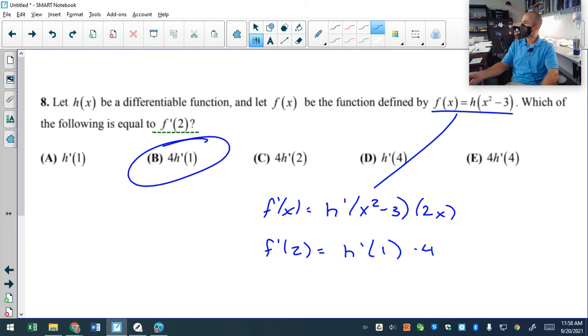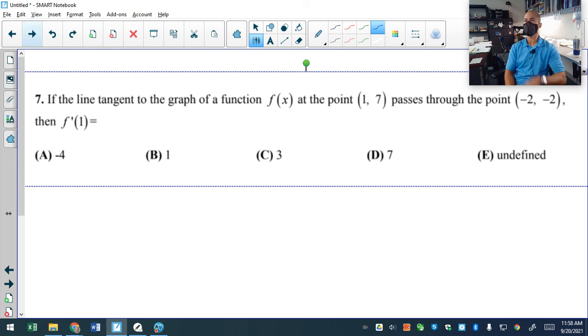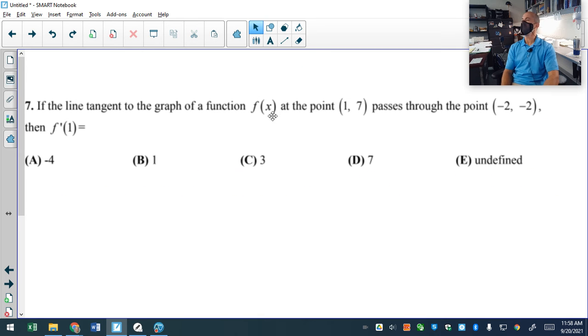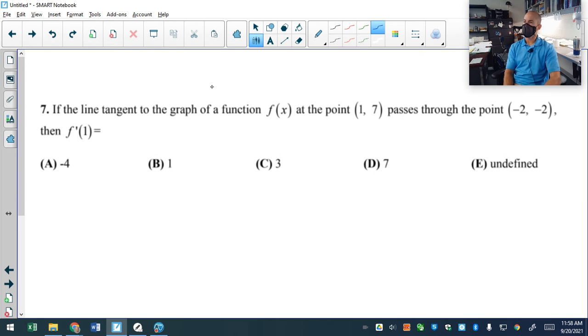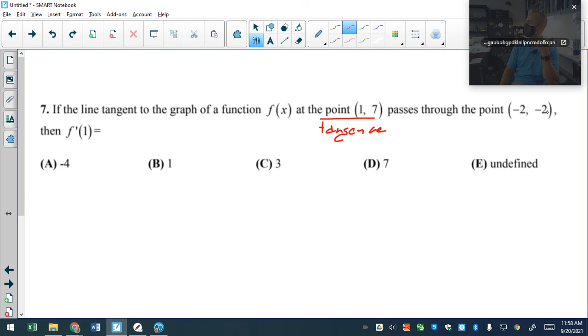Moving on. Number 7. We're going backwards. I like 7. It's a little bit unique. So we have the line tangent to a function at the point (1, 7). So this is the point of tangency. That is the point that the curve and the tangent have in common. But then they tell you that the tangent line, actually they say the line tangent, but whatever, also goes through the point (-2, -2).